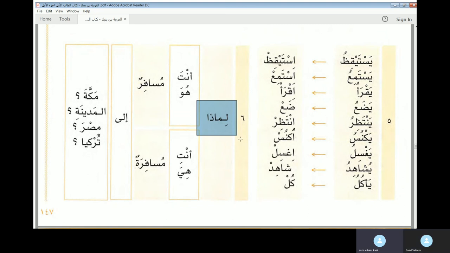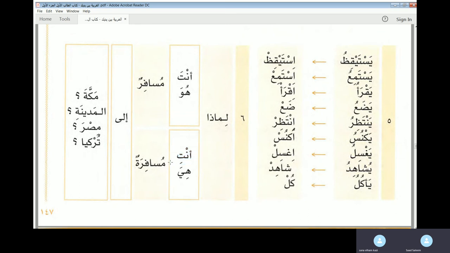Limaza anta musafirun ila Makkah? Why are you traveling to Makkah? Limaza huwa musafirun ila Madina? Why is he traveling to Madina? Limaza anti musafiratun ila Misr? Why is she traveling to Misr?